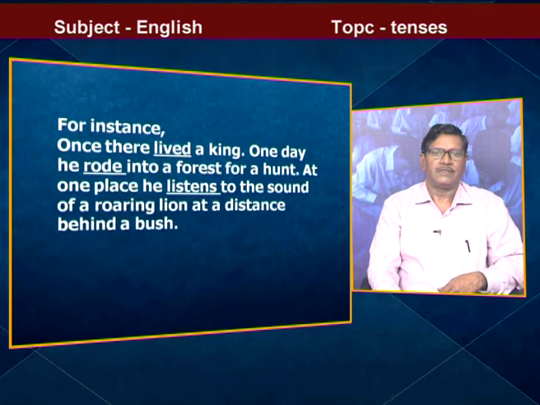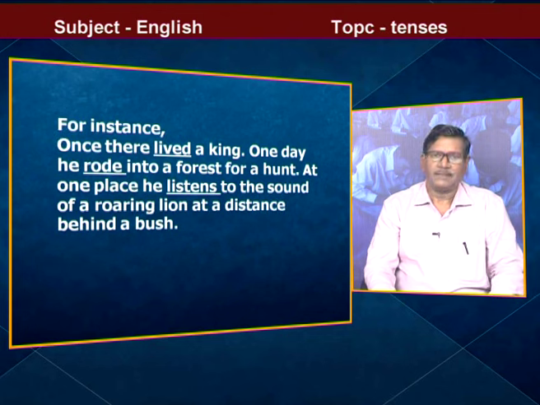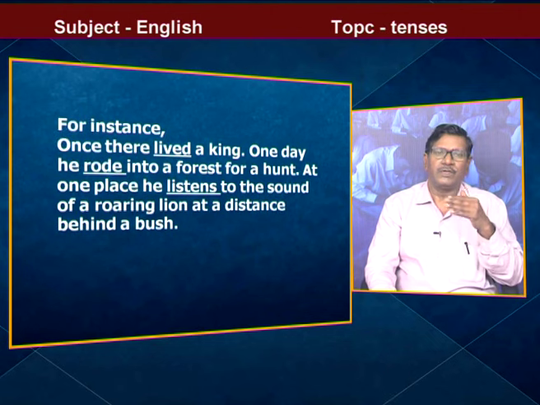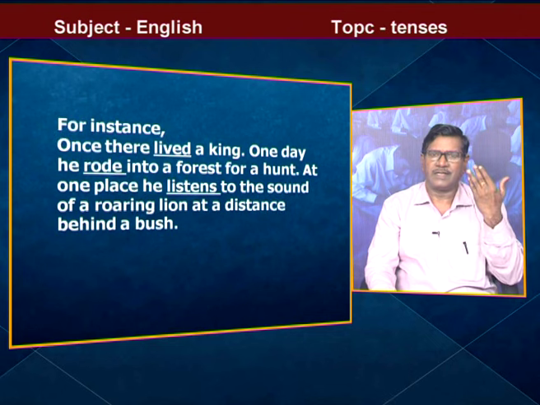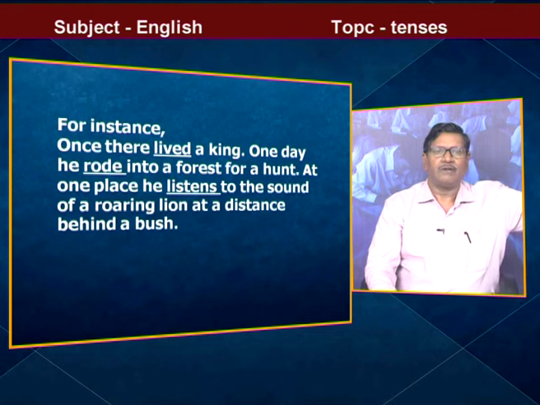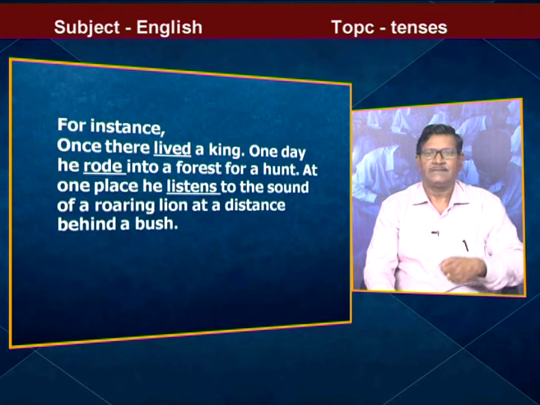That is a trick used by the narrator to make the past events seem immediate. Let us see some more examples. For instance, once there lived a king. One day he rode into a forest for a hunt. Now the narration started with simple past tense, lived. Once there lived a king, and one day he rode into a forest for a hunt.